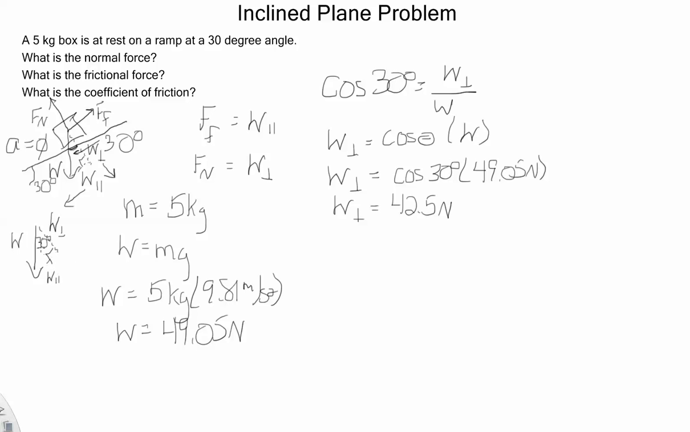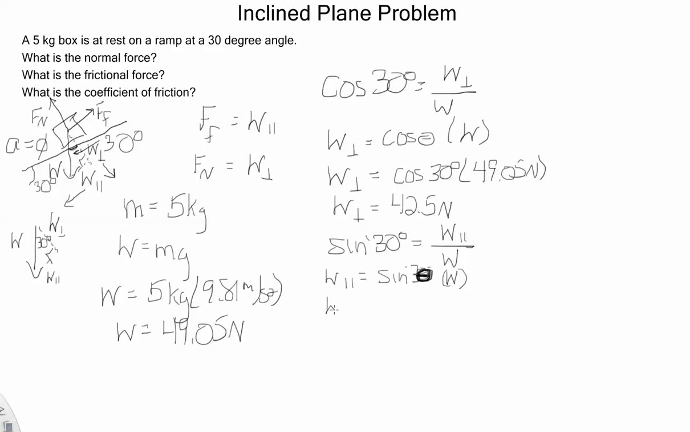The weight parallel is opposite of the 30-degree angle. I know the hypotenuse, which is my magnitude of the weight. So again, it's opposite and hypotenuse, so it's going to be sine of 30 degrees is equal to weight parallel over weight. So again, to solve for weight parallel, I'm going to multiply both sides by the weight. So I end up with sine of theta times weight.